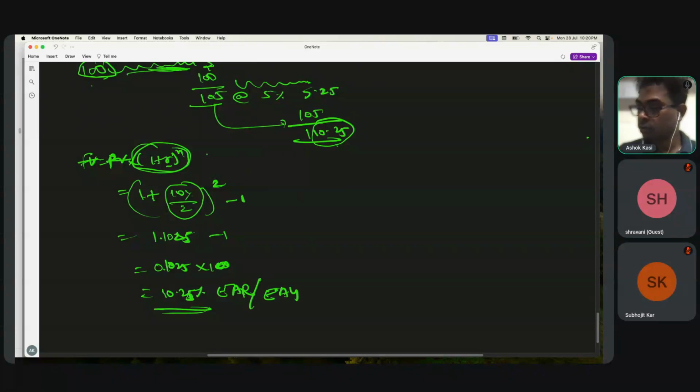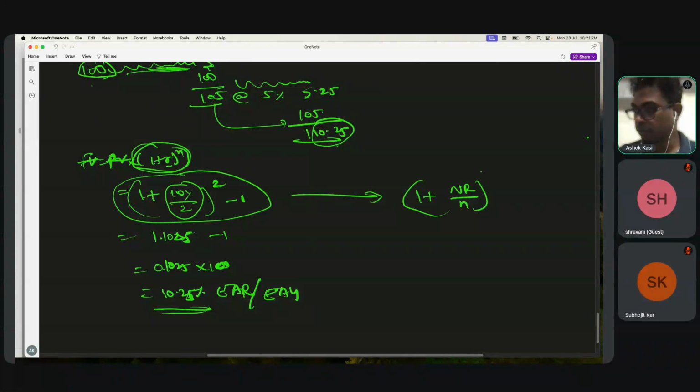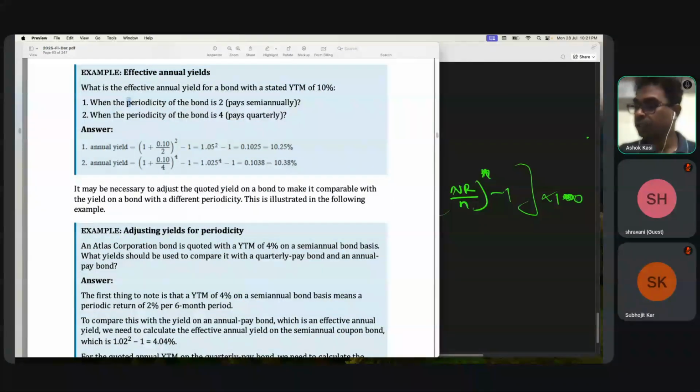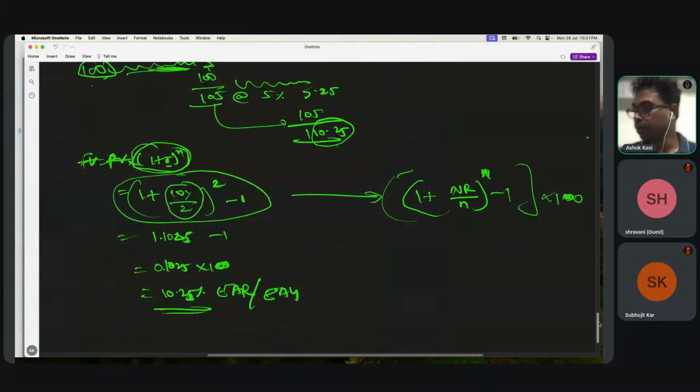Now let me convert this into a formula: 1 plus nominal rate divided by n, where n is the number of periods of compounding, raised to n, minus 1, then the whole number multiplied by 100. This is the formula. Periodicity means frequency, how many times in a year. Here, in this case, it is 2 times, semi-annually.